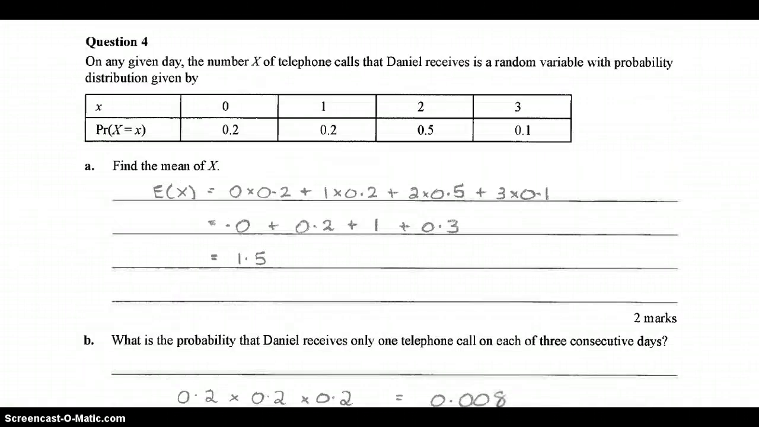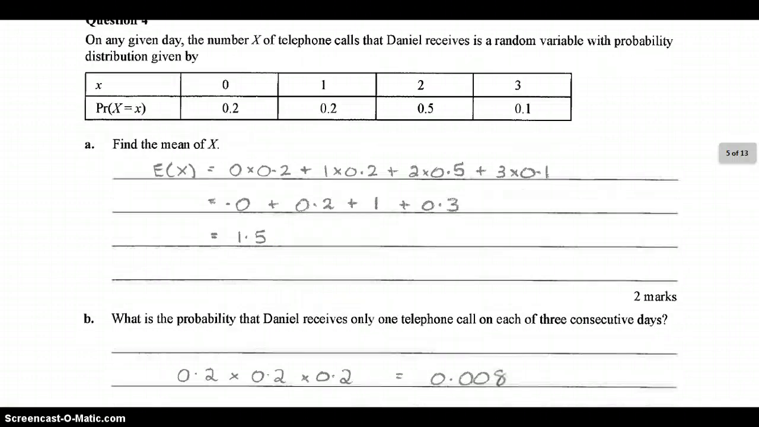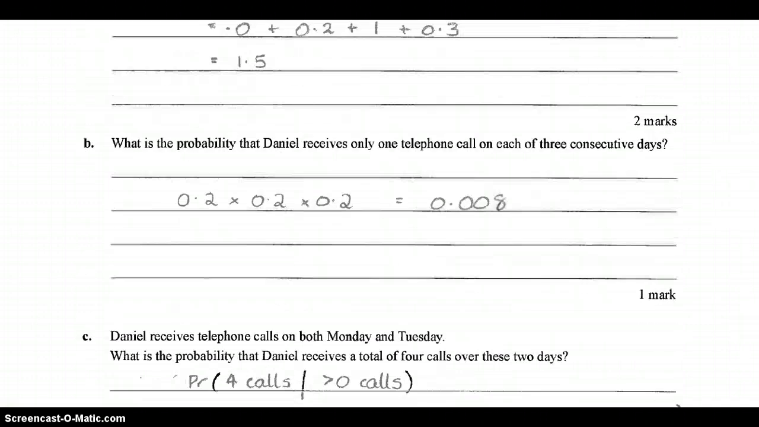Moving on, probability section. To find the expectation of x, we just need to multiply all of these together. We get a mark for setting that up, and then a mark for the answer of 1.5. Second question, could have done this in reading time. Probability that Daniel receives 1 telephone call on each of the 3 days would be 0.2 times 0.2 times 0.2, which is 0.008.